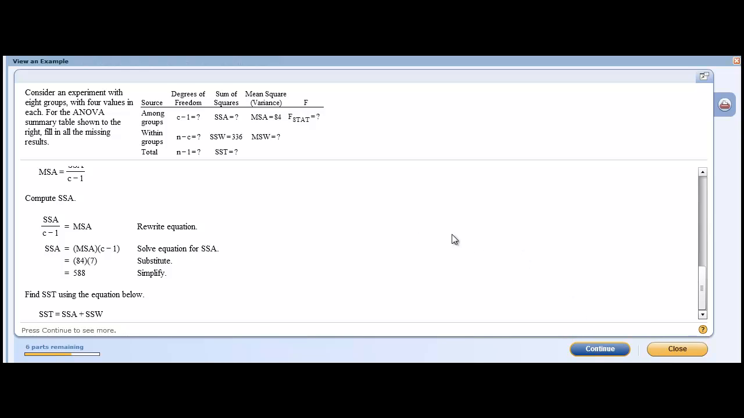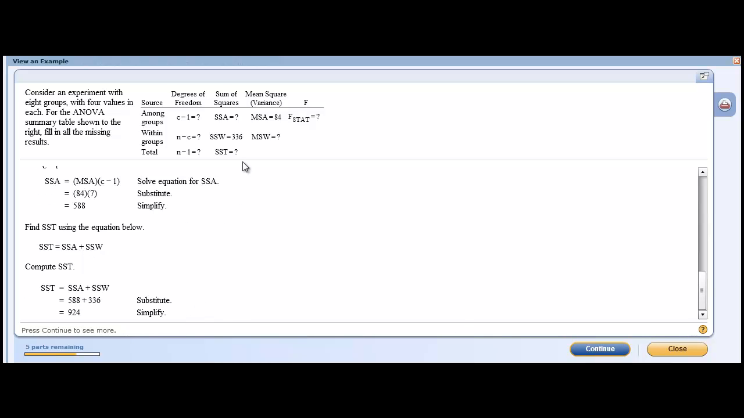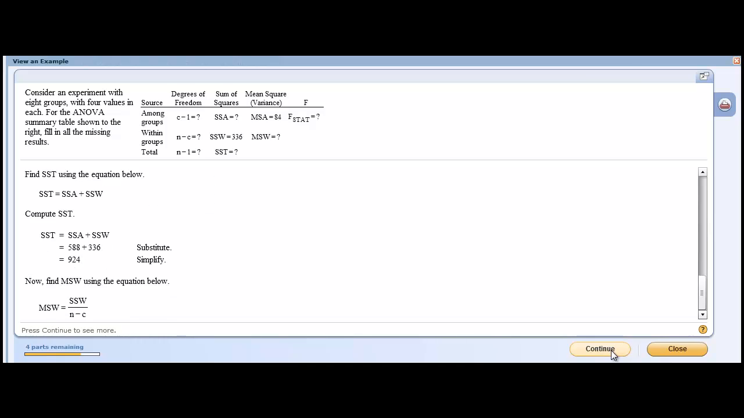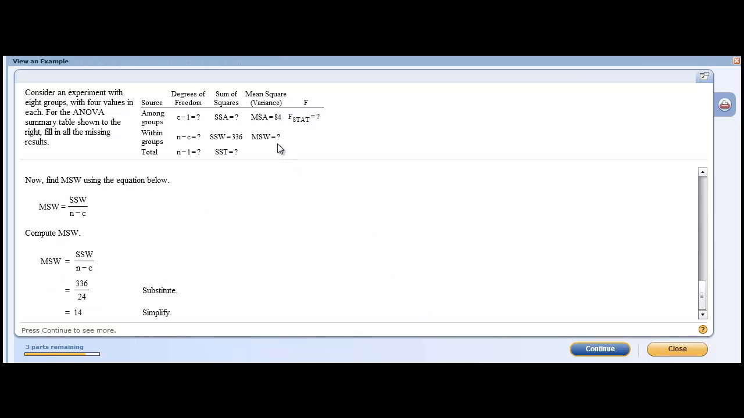Okay, now how do we get sums of squares total? Well, 588 plus 336 is some value. It's 924. Okay, so that's our sums of squares total. We'll need to get this value, which will be 336 divided by what? 24. So 24 into that probably is what? 14. Right, so we'll fill in 14 there.